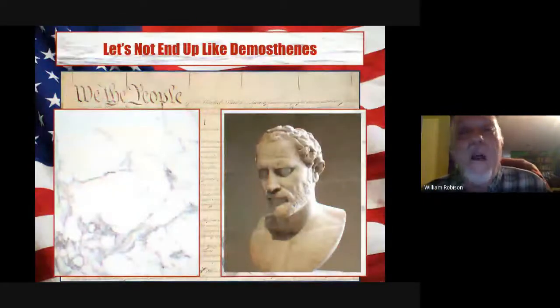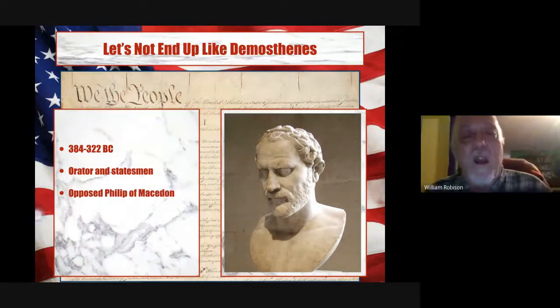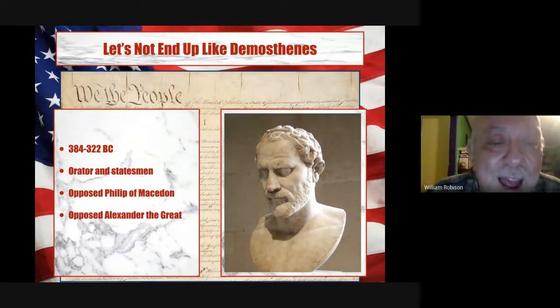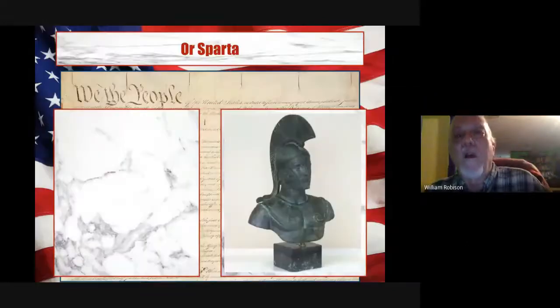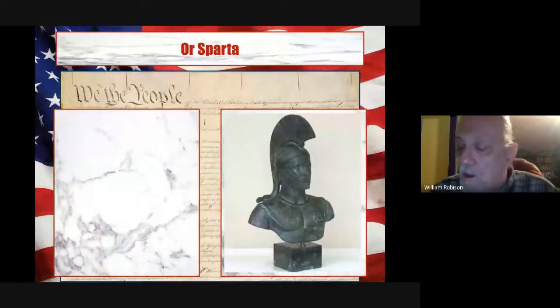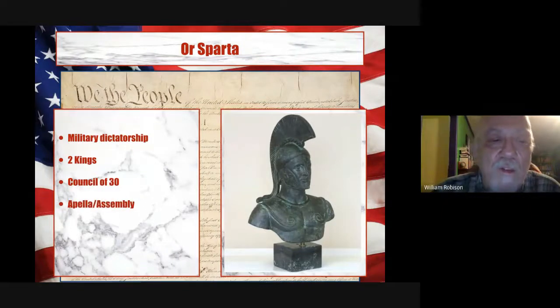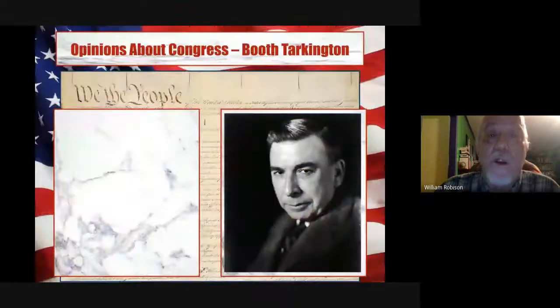But let's not end up like Demosthenes, a great speaker and statesman who nonetheless opposed Philip of Macedon and Alexander the Great and lost, or the one exception to the rule in ancient Greece, the city-state of Sparta, which became a military dictatorship with two kings, a council of 30, an assembly, and five guys called ephors who really ran the show and who had no individual freedom.